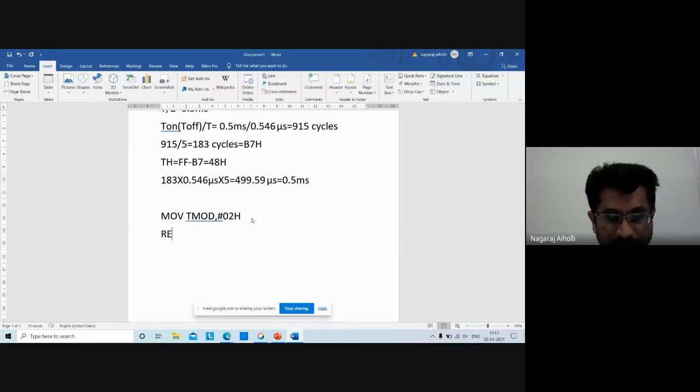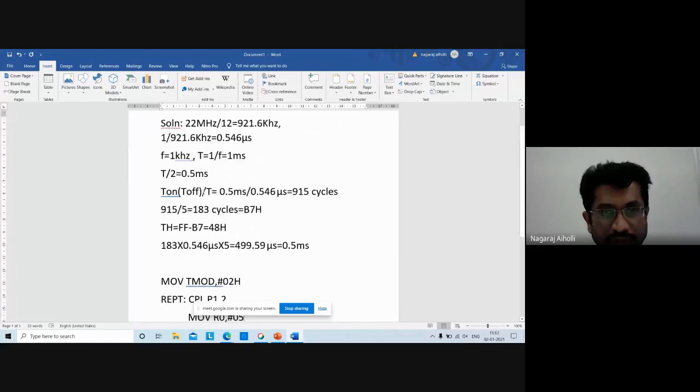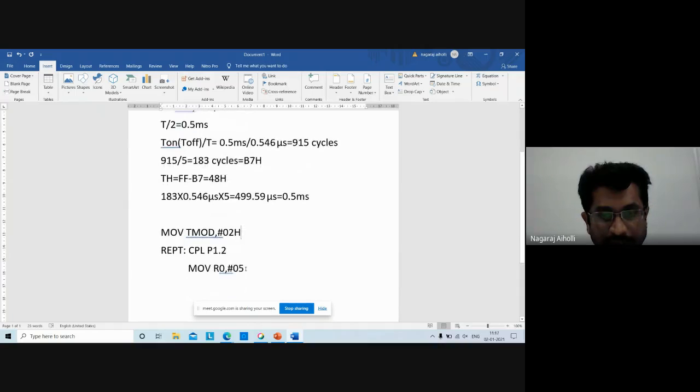Then, CPL, complement to generate the square wave. They have asked to generate a square wave on pin P1.2. CPL P1.2, we have to toggle it. Then we have to load R0 register, R0, #05, because here it is 05. We are dividing by 5 here. We are dividing 915 by 5 to get 183 cycles. So you have to store that many number of times it has to repeat.